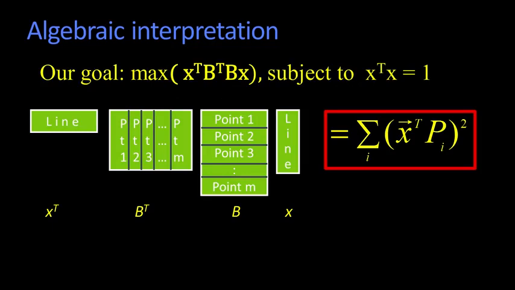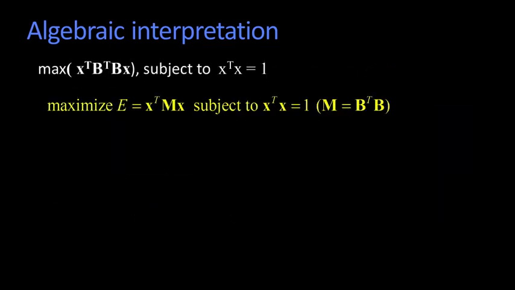So our goal is to maximize x transpose B x, but we've got a constraint. x is a unit vector, so that means x transpose x has to equal 1. So we have to maximize this subject to a constraint. That's what this says here, and I wrote it as maximize x transpose M x, where M is B transpose B, so we just have a single matrix.